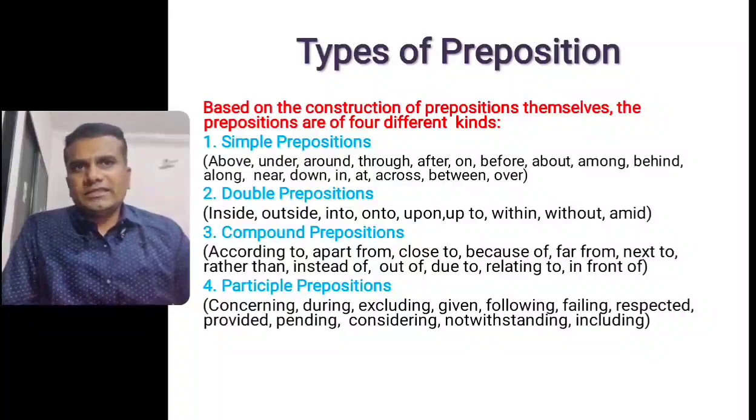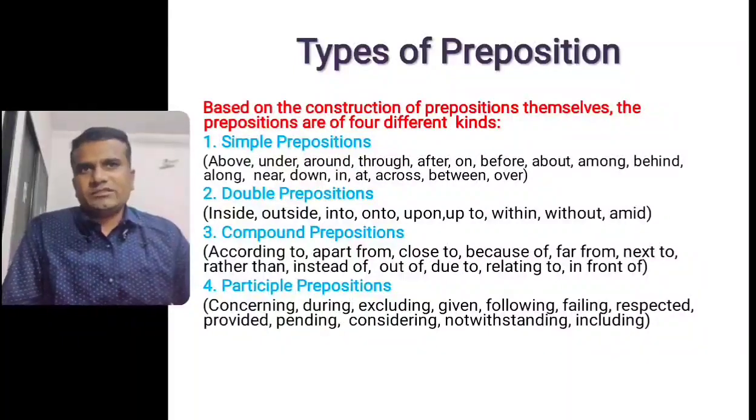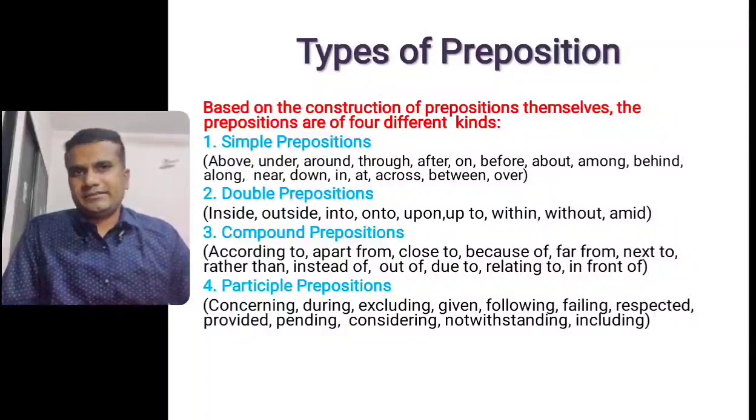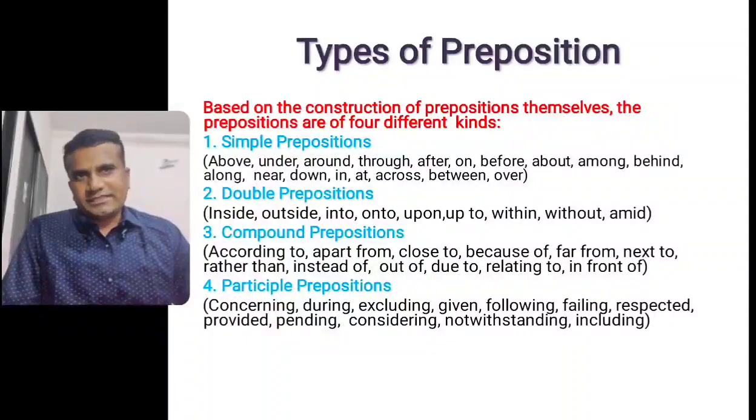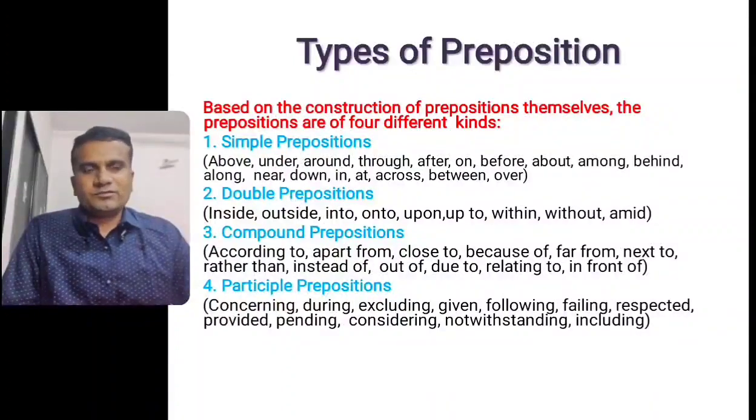Now, based on the construction of prepositions themselves, the prepositions are of four different kinds. First kind of preposition is simple prepositions. They are just one word prepositions, we may call them. The simple prepositions are in the bracket: above, under, around, through, after, on, before, about, among, behind, along, near, down, in, at, across, between, and over. These are the simple prepositions.